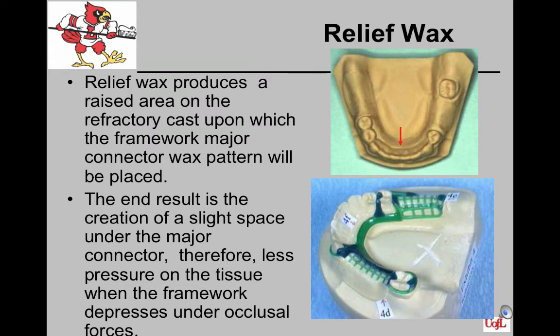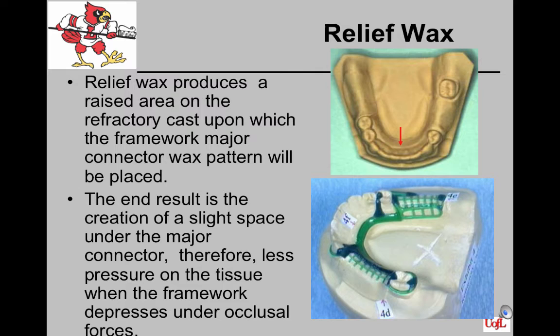Relief wax produces a raised area on the refractory cast upon which the framework major connector wax pattern will be placed. The end result is the creation of a slight space under the major connector. Therefore, there will be less pressure on the tissue when the framework depresses under occlusal forces. This is absolutely critical on extension-based RPD designs.